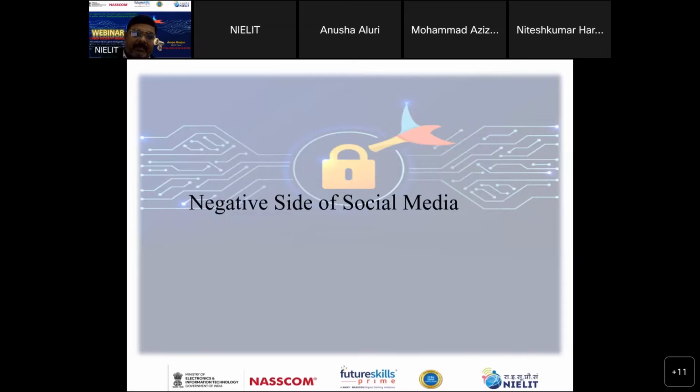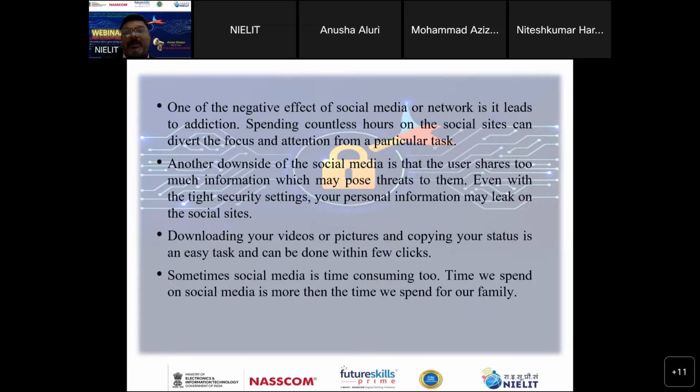Negative sides of social media. As we know, everything has positive and negative sides; social media also has some negative sides in our day-to-day life. What are the negative sides? One of the most important negative effects of social media is that it leads to addiction. Nowadays, once we start social media, we forget about time. We don't realize that we are scrolling our mobile or computer for hours, and it seems that we have been using it for just a few minutes or seconds. So addiction is a very important negative aspect of social media.